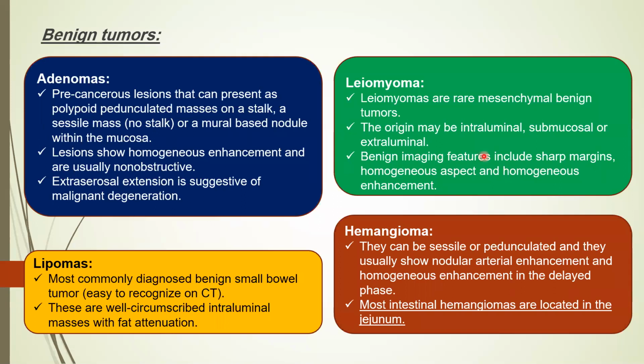The benign features include sharp margins, homogeneous aspect, and homogeneous enhancement. The hemangioma is not that important, but it's worth mentioning that it is most common in the jejunum.